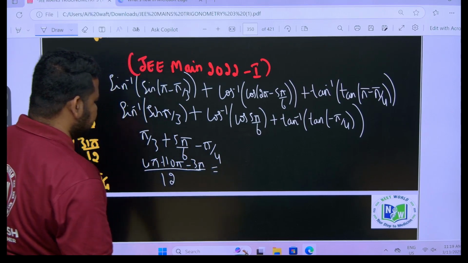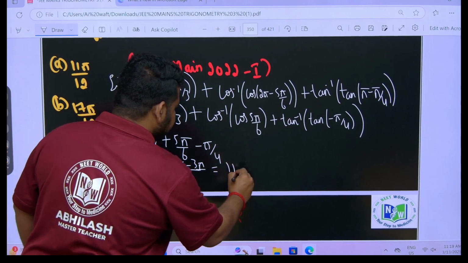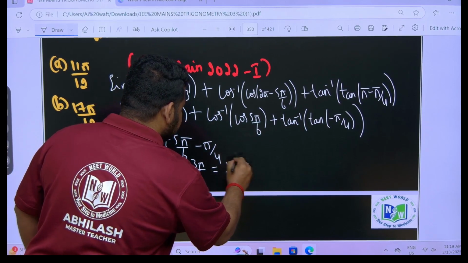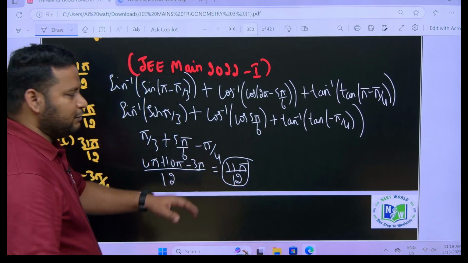So you will get it as 14 pi minus 3 pi, that is 11 pi by 12. This is the answer, friends. The answer to this question is 11 pi by 12.